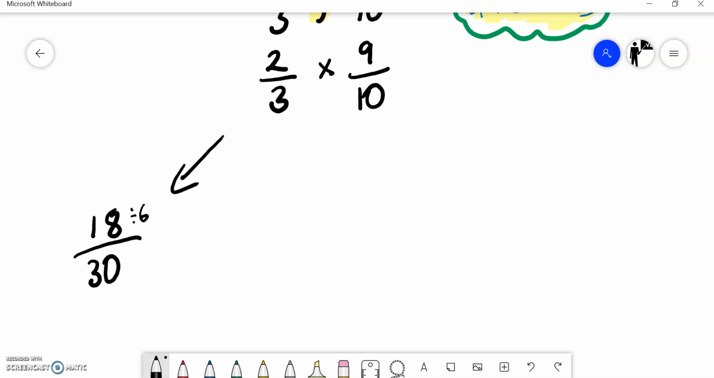And they can both be simplified. They're both in the 6 times table, and that's going to be 3/5. That's root 1. Multiply numerators, multiply denominators, and then simplify.